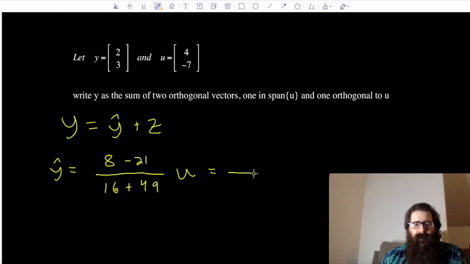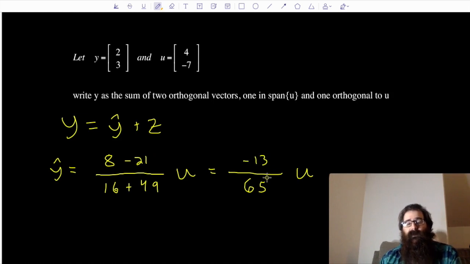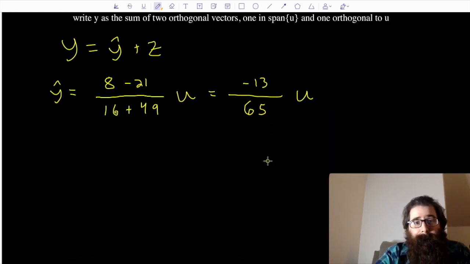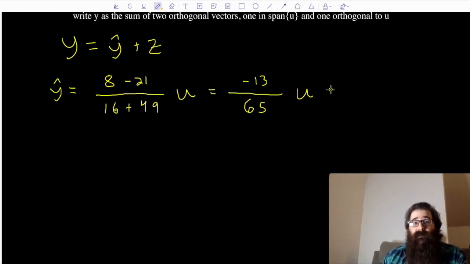And let's see if I can find the coefficient a bit better. Here on the bottom, so let me sort of pick a 1 away from the 16 and bring it to the 49. So I have 50 and 15 is going to give me 65. And if I do 8 minus 21, that's going to give me, what is that, negative 13. So I get negative 13 over 65 times vector u. And then I can reduce this. That's going to give me negative 1/5 vector u.